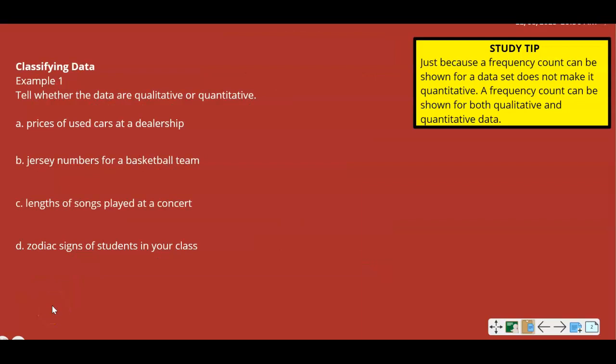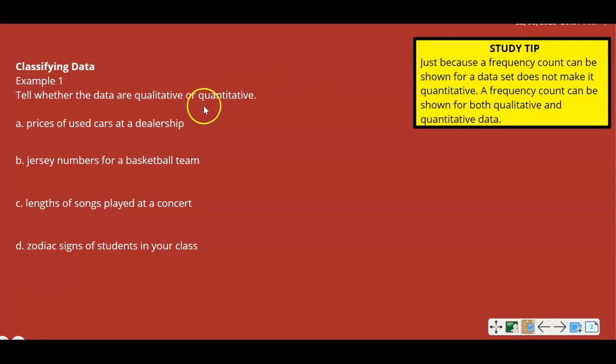All right, example 1, classifying data. Tell whether the data are qualitative or quantitative. All right, study tip. Just because a frequency count can be shown for a data set does not make it quantitative. A frequency count can be shown for both qualitative and quantitative data. All right, so just be aware. You need to know the definitions, and if you do, hopefully it will be easy.